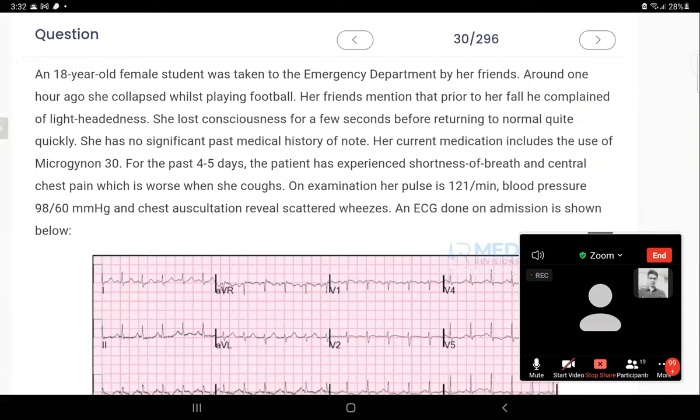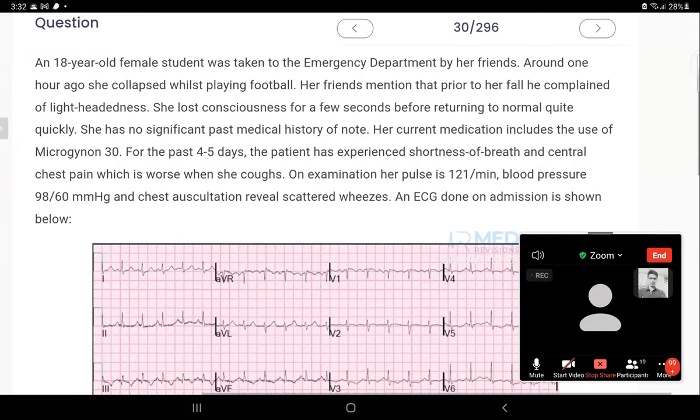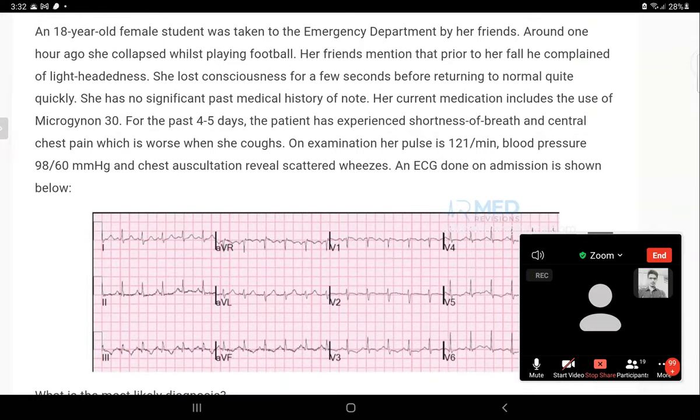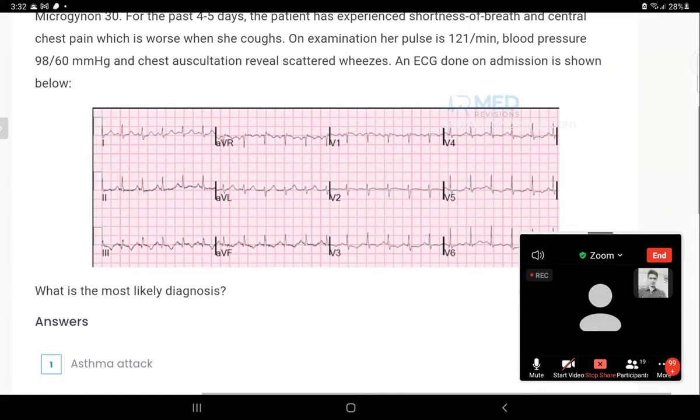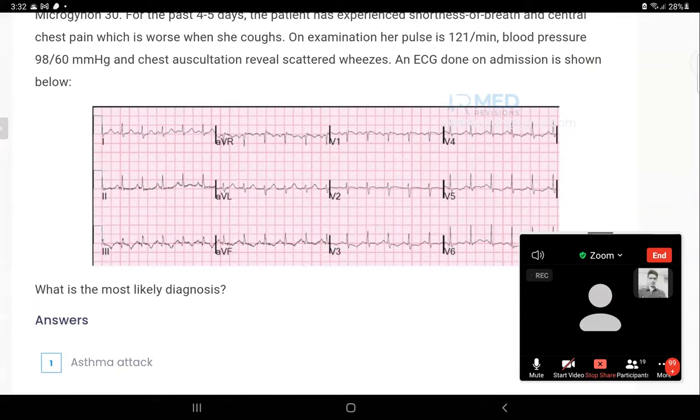Pyrazinamide, ethambutol. All right. Pyrazinamide, ethambutol, furosemide, and thiazides, right? Yes. Ethacrynic acid, right? These are the drugs that can definitely exacerbate gout symptoms. Now, before we solve this question, I want you to look at the ECG.